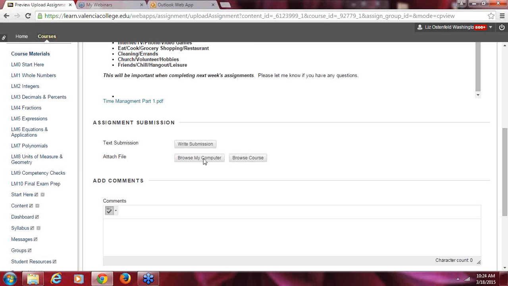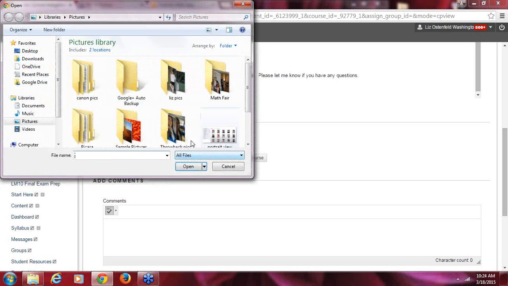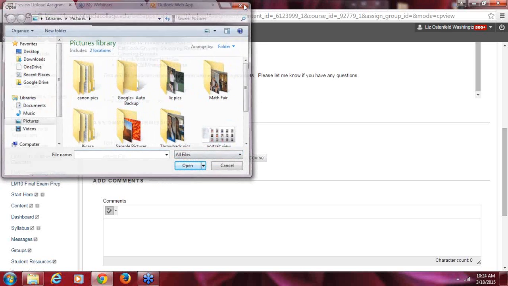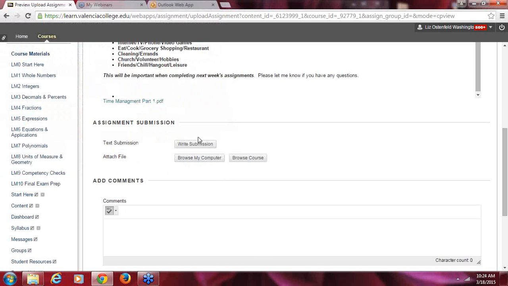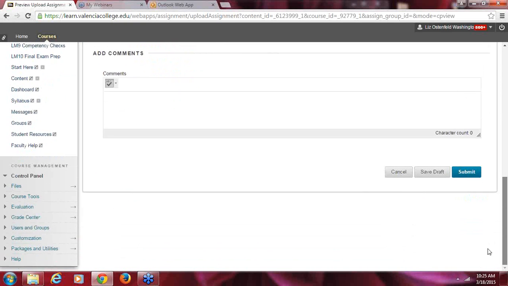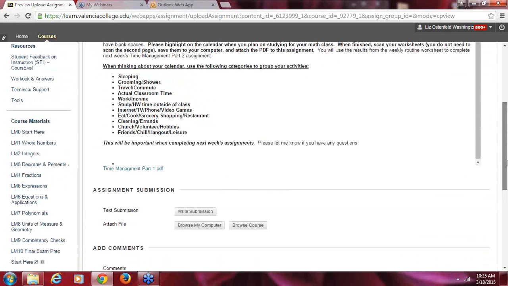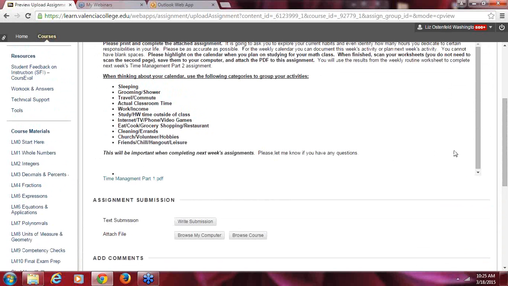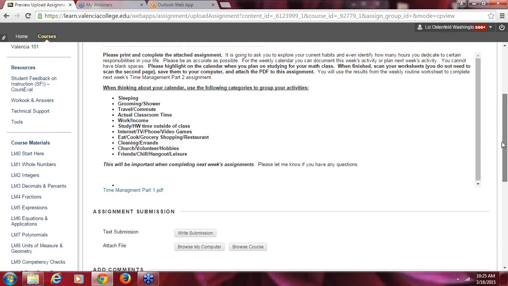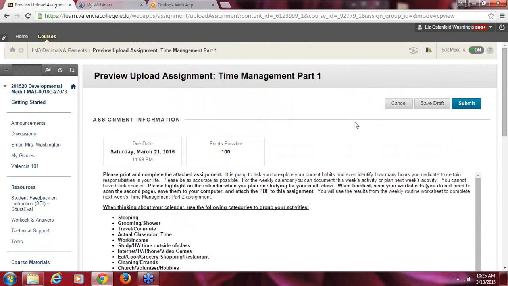And then you are going to browse your computer, and you're going to pick the file, okay? Once you find the file, you're going to hit OK, and it's going to attach it right here, and I will be able to see it and grade it and write comments on it, okay? All right. Okay, so that's the time management.